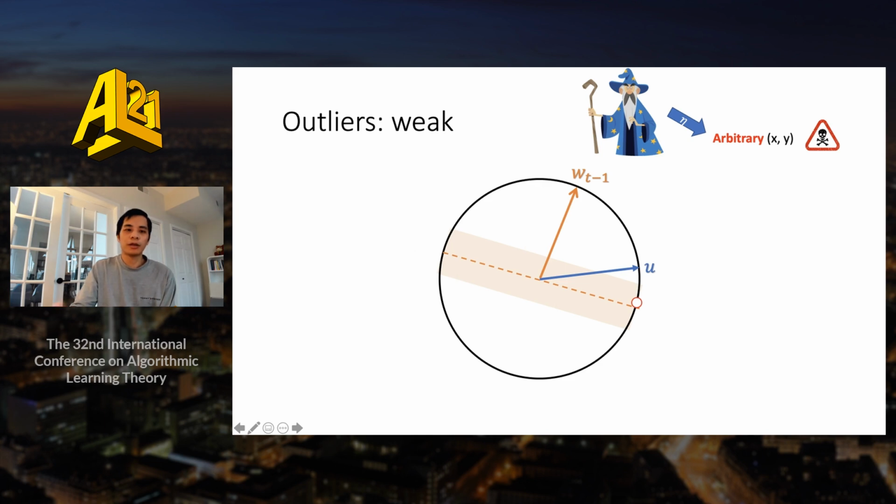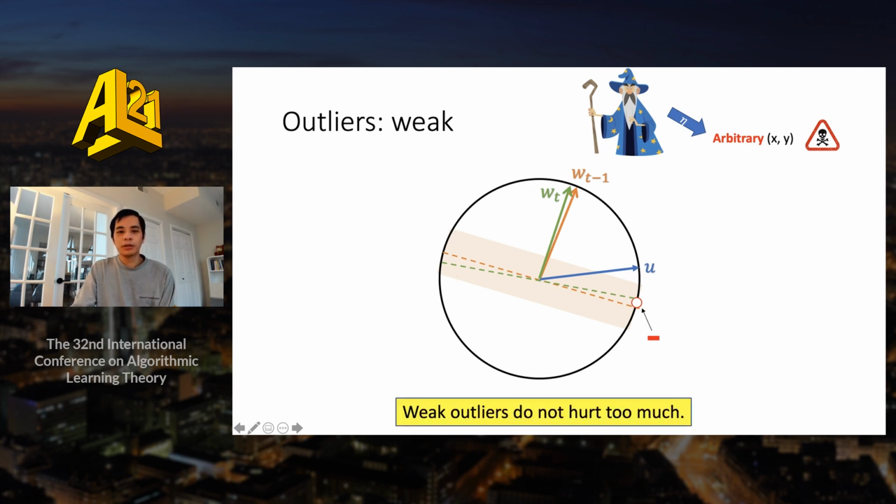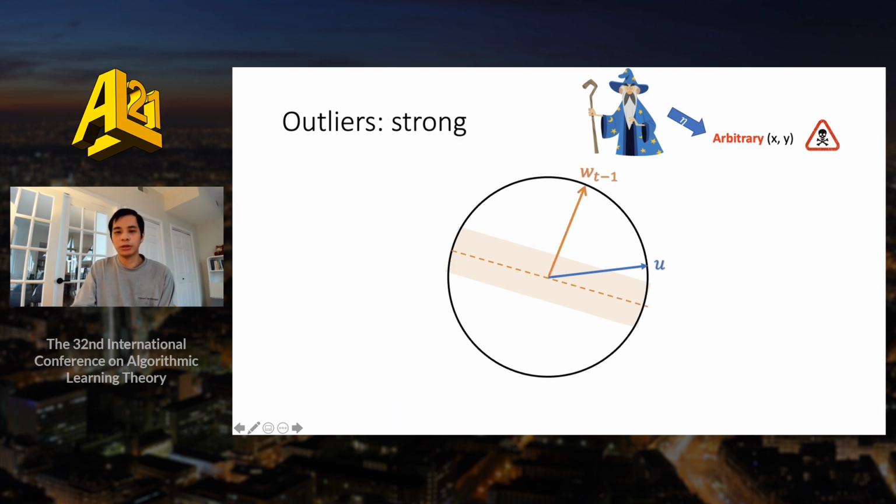Before talking about outlier removal, I will talk about two different types of outliers. The first one is weak outliers. Just suppose this is an arbitrary point returned by the adversary, and suppose it's labeled as negative. What's going to happen is that, again, we fit the data. So we slightly update our model from W_{t-1} to W_t. This is called a weak outlier because we are not really far from the ground truth.